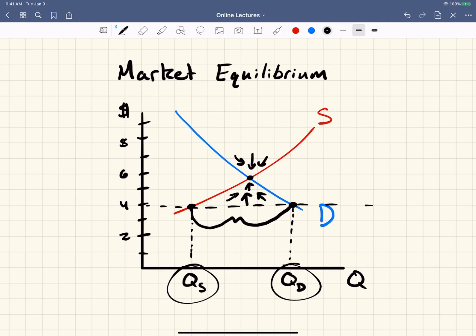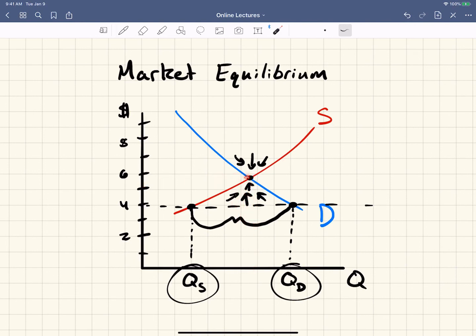So shortages will raise prices to equilibrium, and surpluses will drop prices to equilibrium. Because if there's a surplus, then suppliers have to lower price to get their product moving because there's too many. And when there's a shortage, suppliers are going to raise their price to meet demand and get profits, which will, of course, raise price. So everything will ultimately end up at this equilibrium.